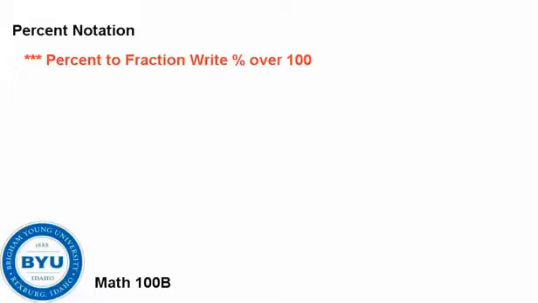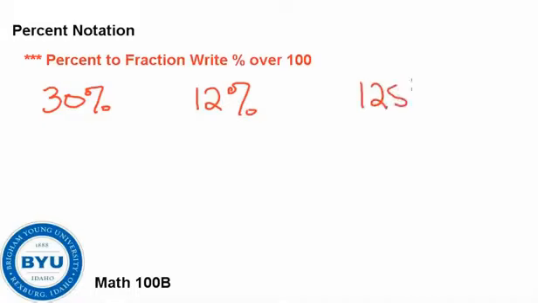Let's have you all try some. I'm going to write up 3 percents that I'd like you to convert. The first one, 30%. The next one, 12%. And the last one, 125%. Take these percents and convert them to fractions. That's your goal here. Pause the video and work on this in your video notebook. And when you're done, resume the video and we'll see how you did.